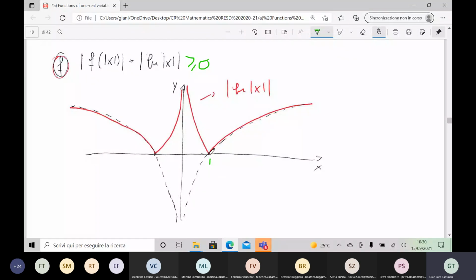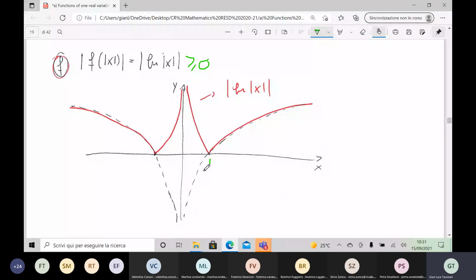Between 0 and 1, you see that this graph lies below the horizontal axis. So the absolute value tells you to multiply this branch by minus 1. If you multiply it by minus 1, this means that you have to take the symmetric of this branch with respect to the horizontal axis.